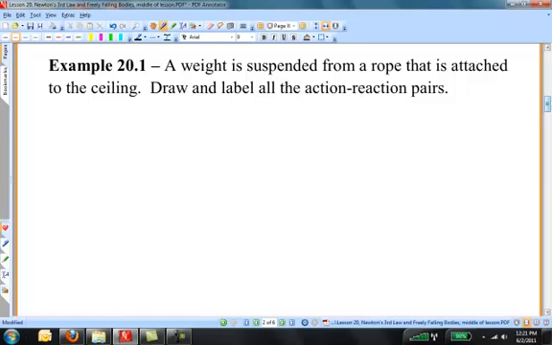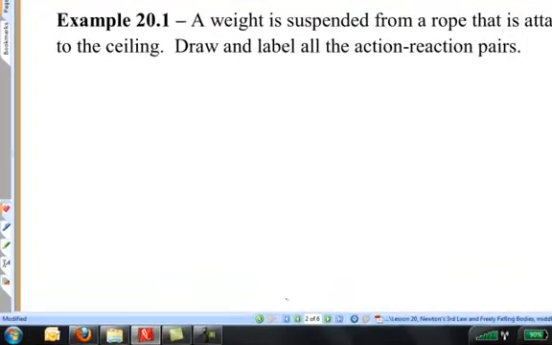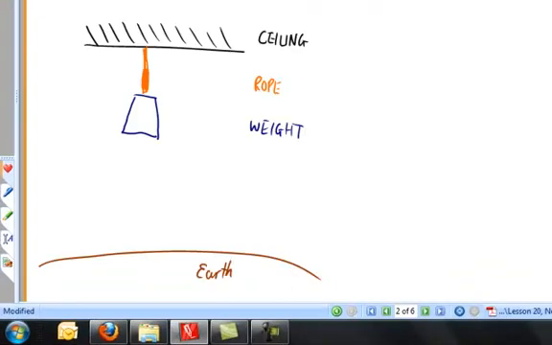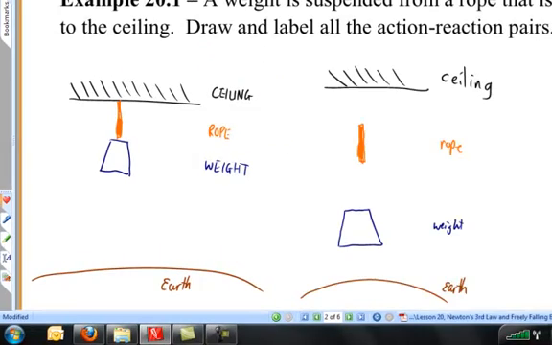Now, I don't care for the text's diagram, so I'm going to sketch my own. You'll notice that I have four objects: the ceiling, the rope, the weight, and down here at the bottom, the earth. I want to explode these objects so that I can see them individually. For the sake of simplicity, let's assume that I've got a weightless rope. In other words, I don't have to worry about the gravitational attraction between the rope and the earth. I want to concentrate on the rope and the weight specifically, but let's see if we can get action and reaction pairs. Let's start with the weight.